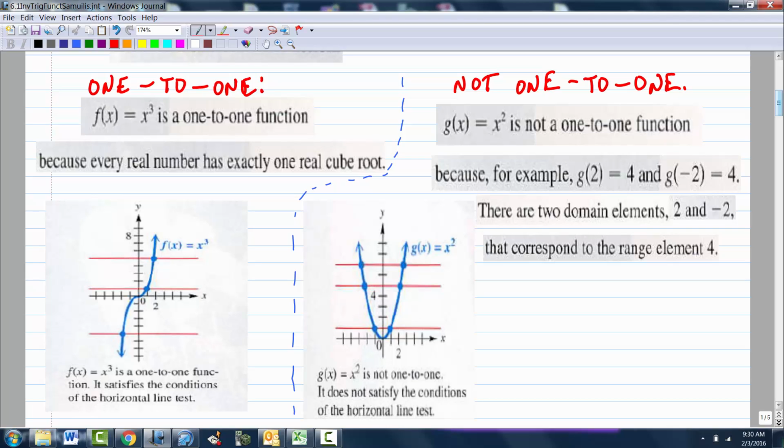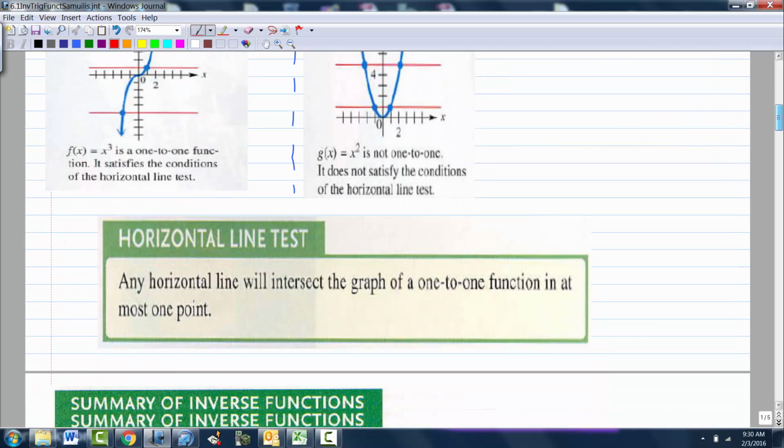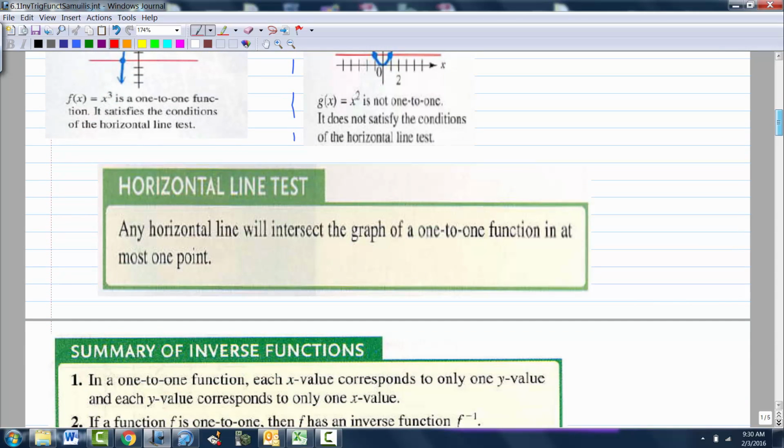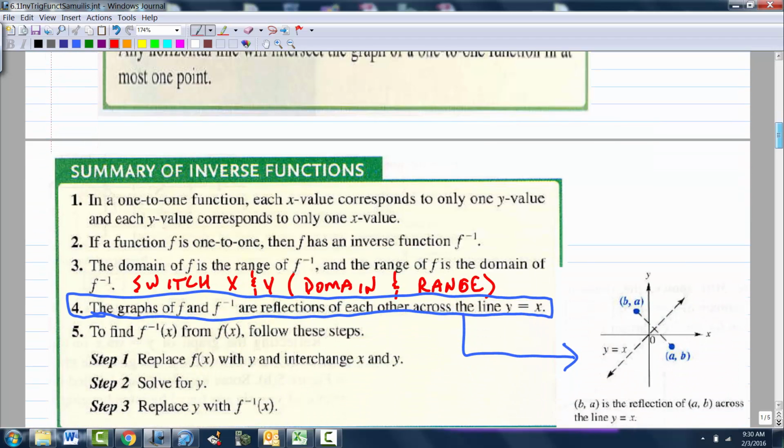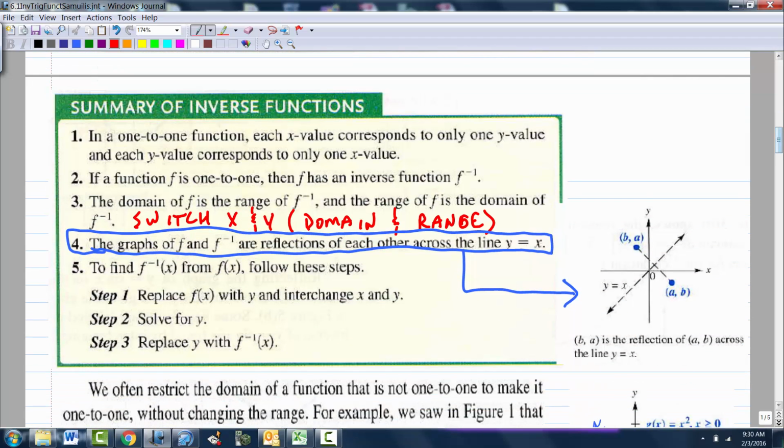And then you learned what happens when I take the inverse of x squared, y equals x squared. If I take the full inverse of y equals x squared, is the inverse a function, yes or no? No, and that's the kind of things that we talked about. So one-to-one, not one-to-one. All right, so again, we just talked about the horizontal line test, determining if a function is one-to-one. And then this is the whole idea of summary of inverse functions.